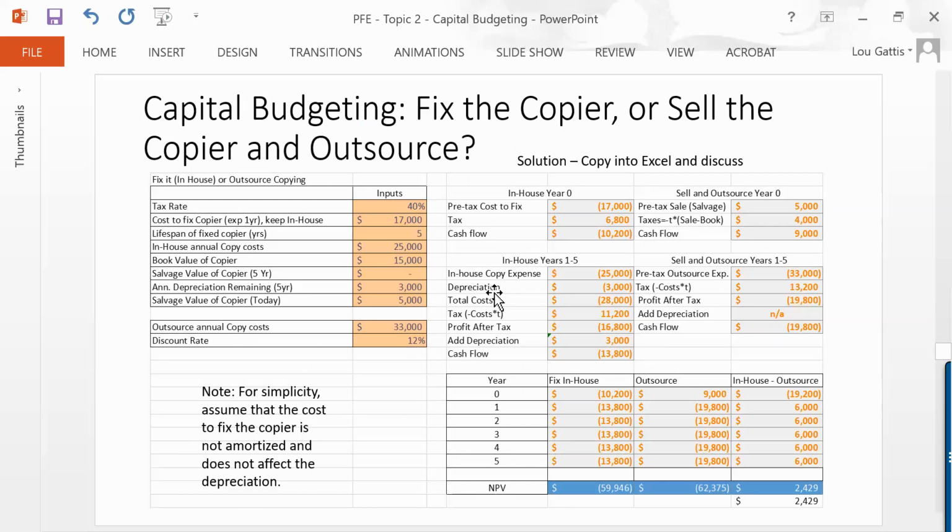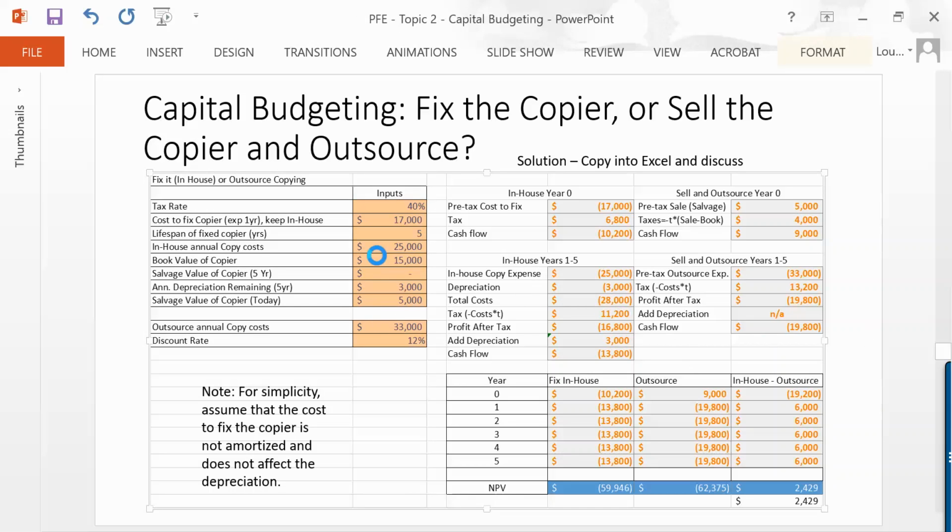So let's look at this little example. It's an interesting example because there's no revenue. It's just a cost. How do you decide what to do when you're just choosing between two costs? So here's an example. Say I have a printer and it's kind of broken. So I need to fix it and then use it for a few more years. Or I can maybe just sell the printer and outsource all my printing. What do I do? Do I stay in-house and fix this thing, or do I sell it, generate a cash flow today, and then outsource it? So here's the solution, and we'll just copy this solution.